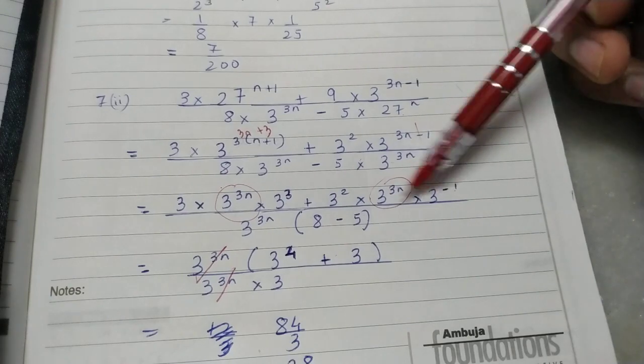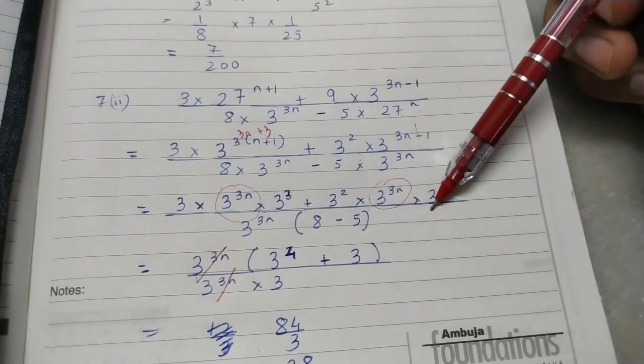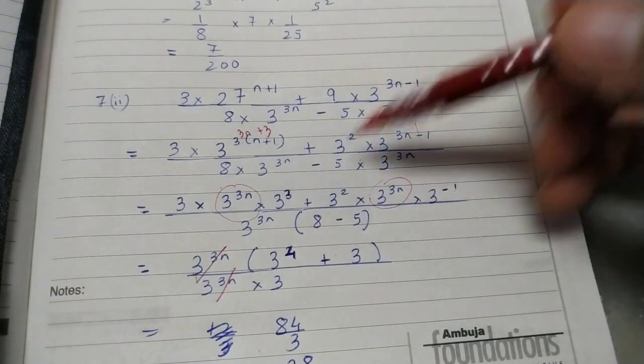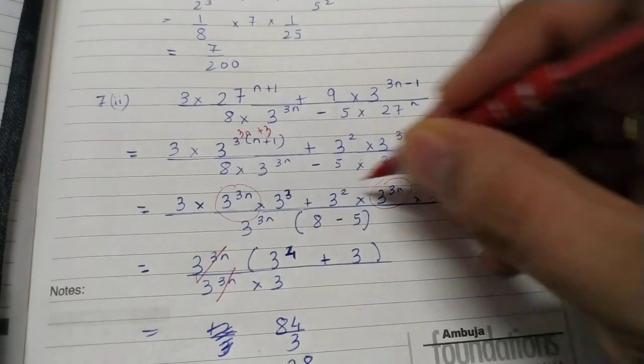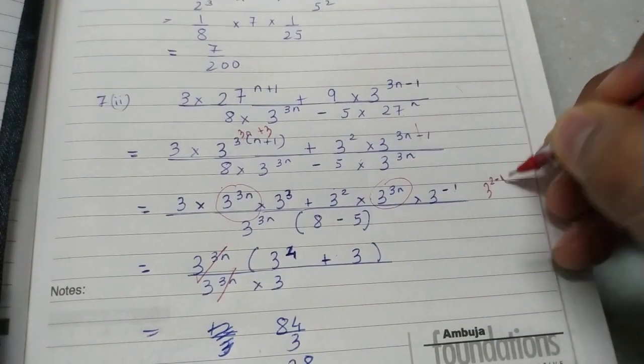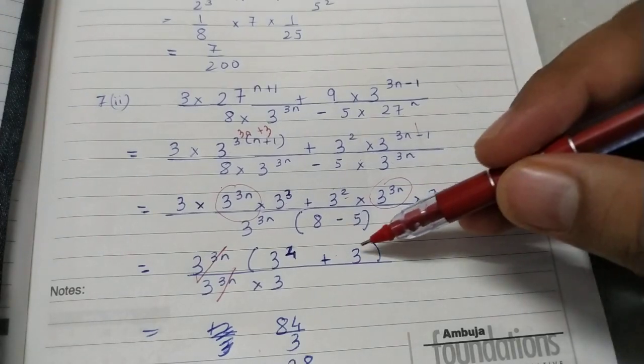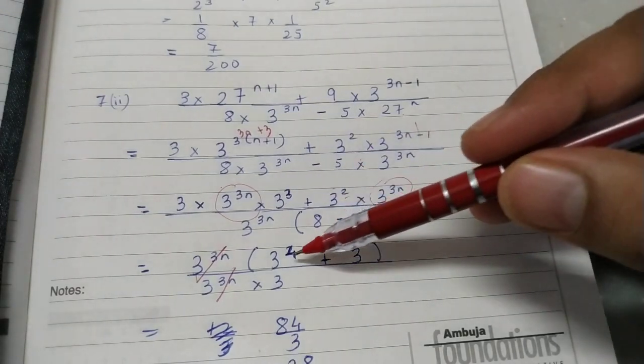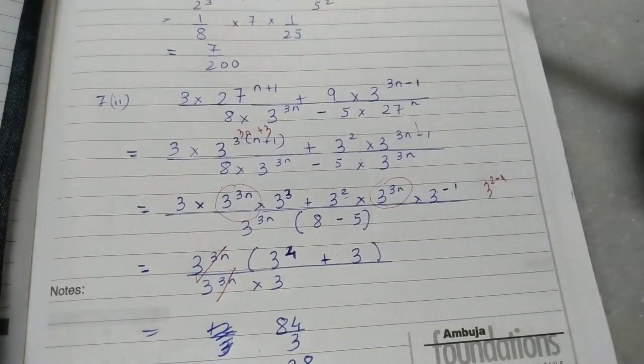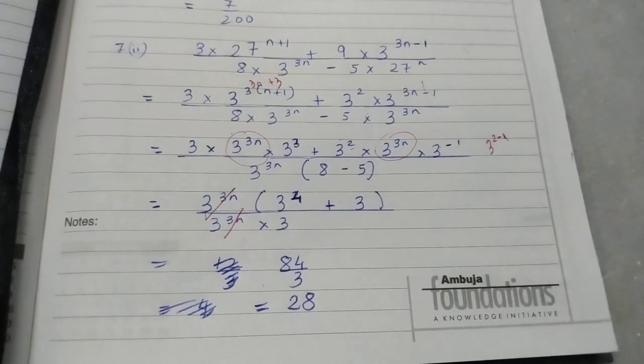And here what is left? 3 squared into 3 raised to minus 1 is nothing but 3 raised to 2 minus 1. You know, when you multiply, you have to add the power. So that's 3 raised to 1, which I wrote here. So this is totally 84 upon 3. So the final answer is 28.